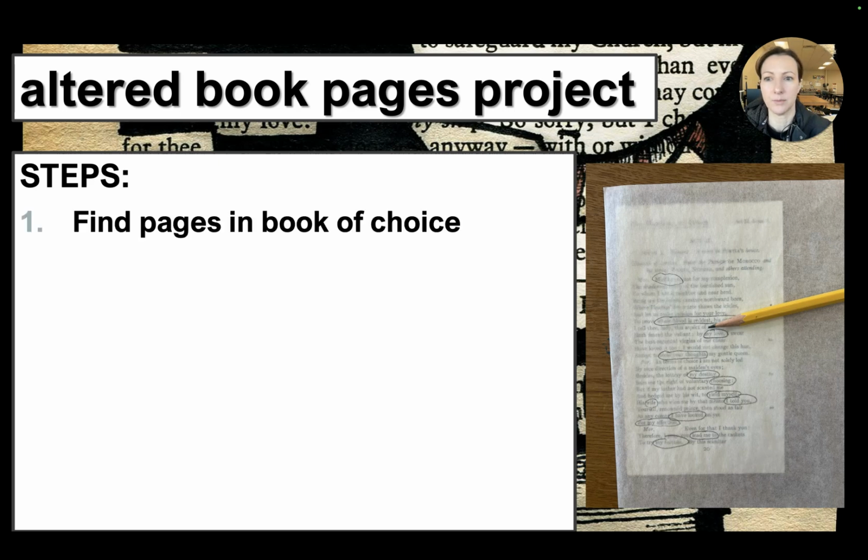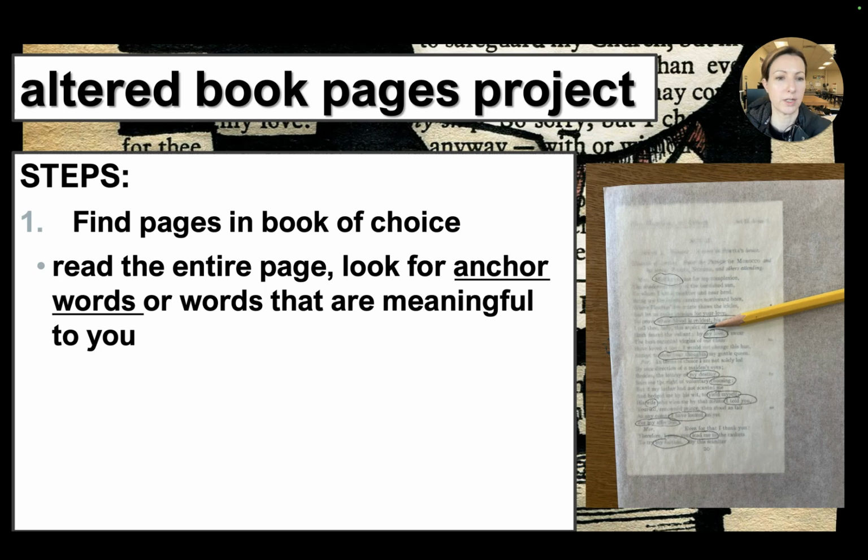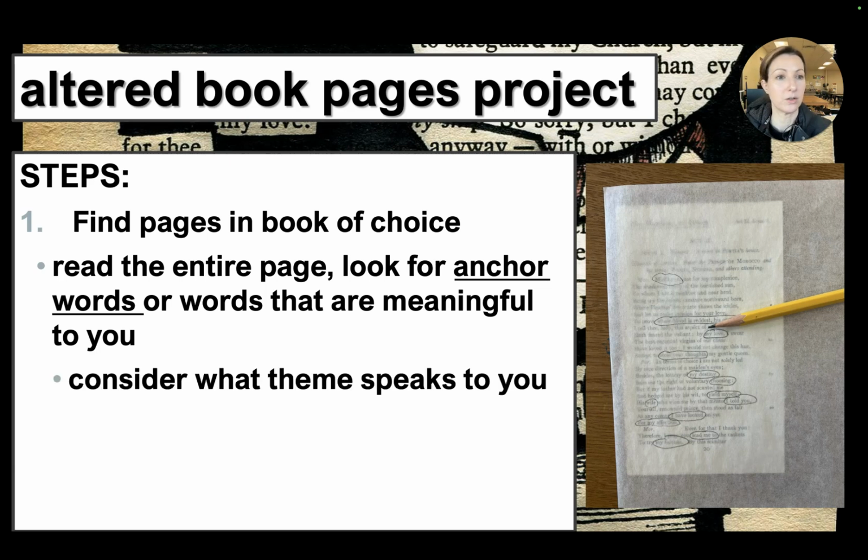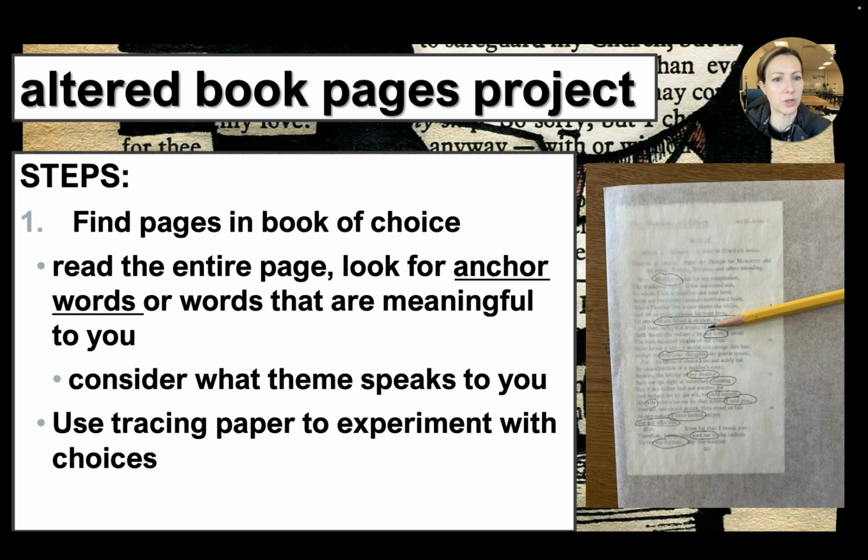So your first step, choose a book. I have a bunch of books for you to choose from. And you want to just find some pages, and I like to use tracing paper. So read the page, look for anchor words or words that stand out or are meaningful to you. So consider the theme. So with the words that you're choosing, what kind of theme goes with it? And then you can use tracing paper to experiment with your choices and circle them, make some little designs.